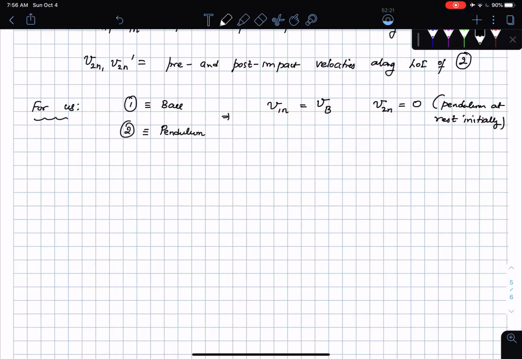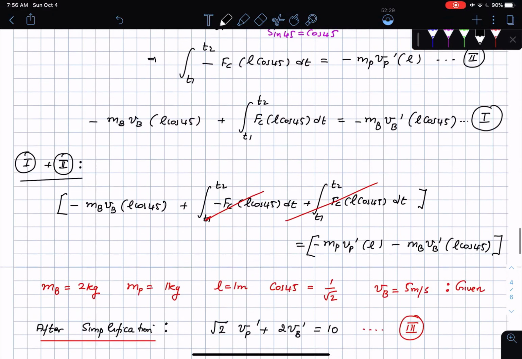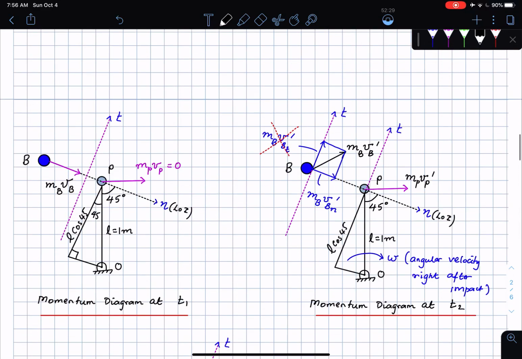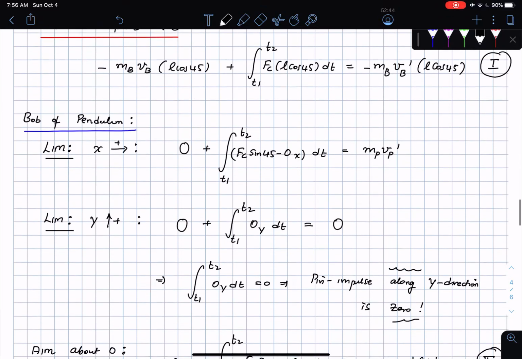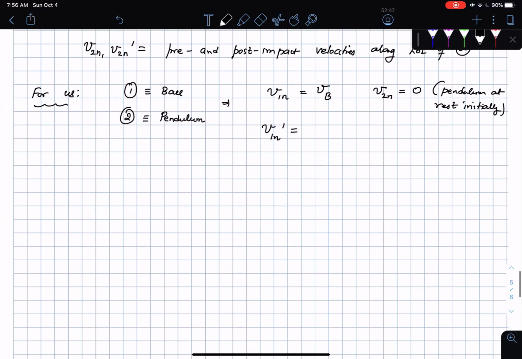Then I ask, what is V1n prime? I come back and look at my figure, at my momentum diagram at time t2, and look at the ball. V1n prime is going to be the same as VBn prime, which I have drawn here. And this is along the positive line of impact, so I'm just going to call it positive VB prime. And then V2n prime, what is that going to be?